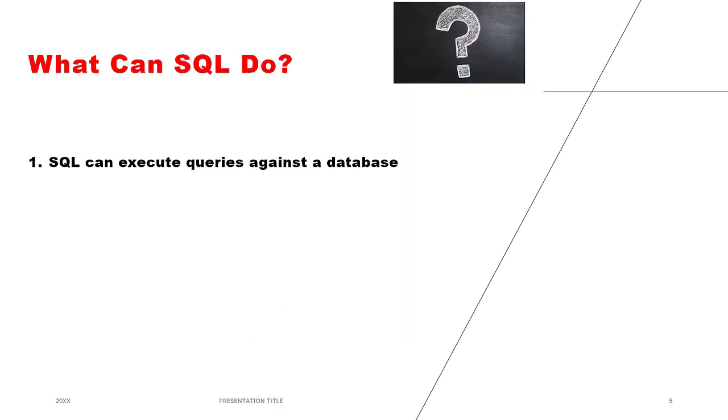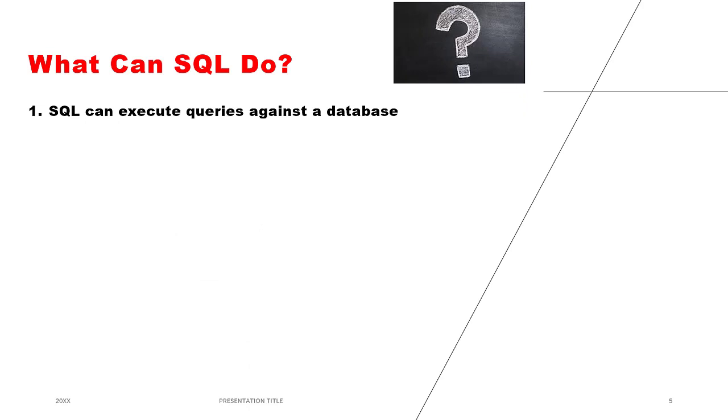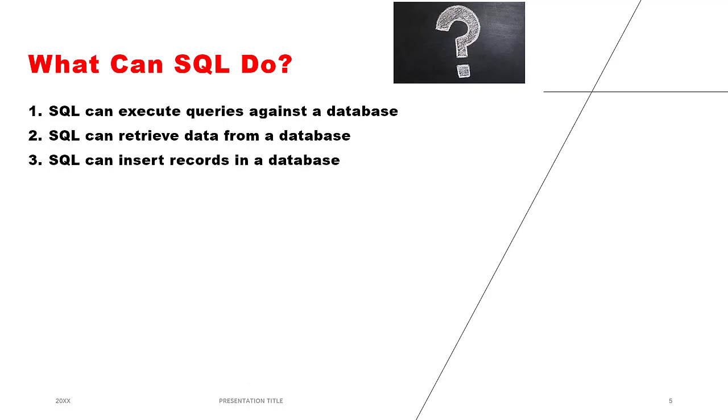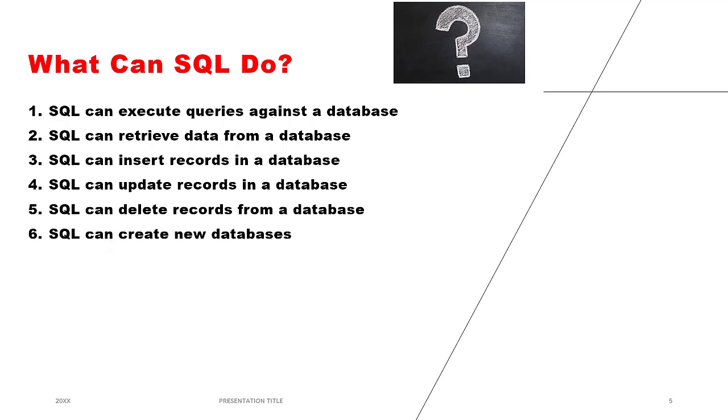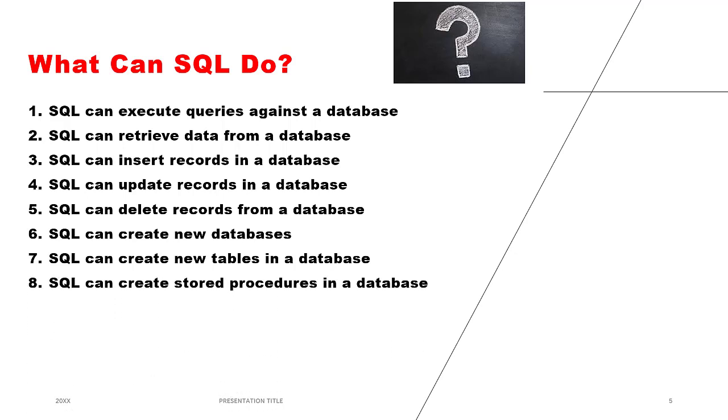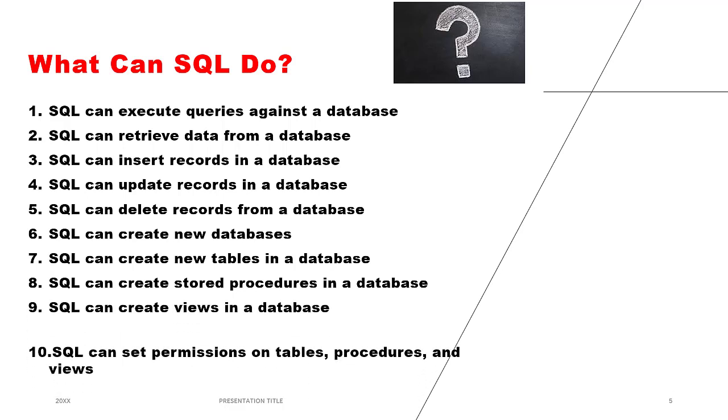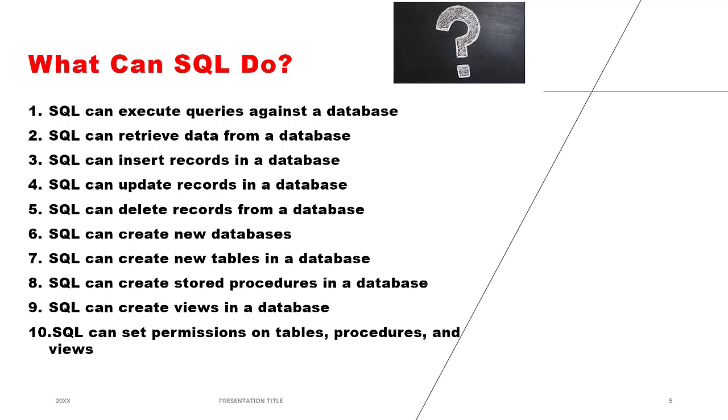What can SQL do? SQL can execute queries against a database, retrieve data from a database, insert records in a database, update records, delete records, create new databases, create new tables in a database, create stored procedures in a database, create views in a database, and can also set permissions on tables, procedures, and views.